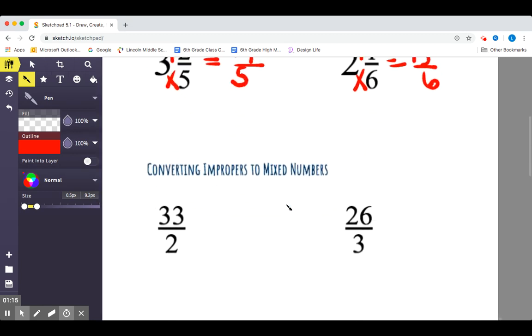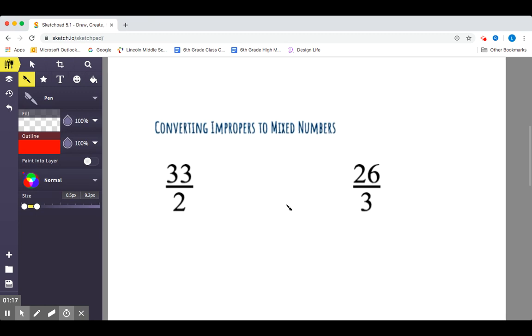Then below we have our impropers to mixed numbers, and sort of like that example showed you, you can really just see how many times this denominator goes into this numerator. But I know that is a little bit tricky for some people, so this first one I'll show you that way. We know 2 can fit into 33 16 times, which gives us 32. So that means we would have one thing left over. And again, our denominator just stays the same.